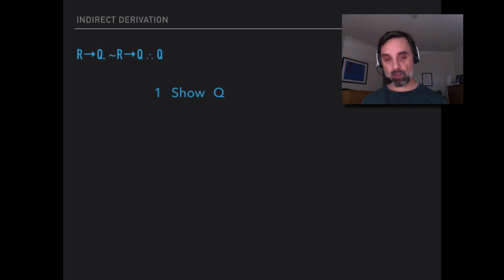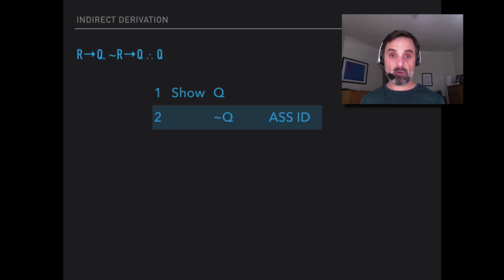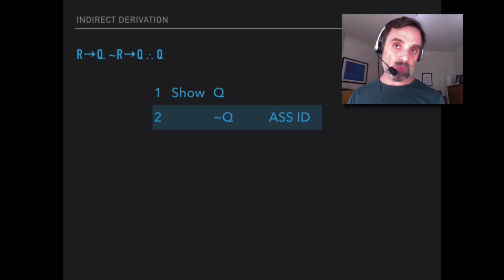Again, we'll start with show Q, but then we'll make an indirect assumption. If you remember from the example in English, we wanted to establish the conclusion of the argument, I will be happy, and so we supposed I won't be happy. We supposed the opposite of the conclusion. And that's what we'll do here as well. We'll suppose the negation of the conclusion. And so we say assume, but here we don't say CD, we say ID for indirect derivation.